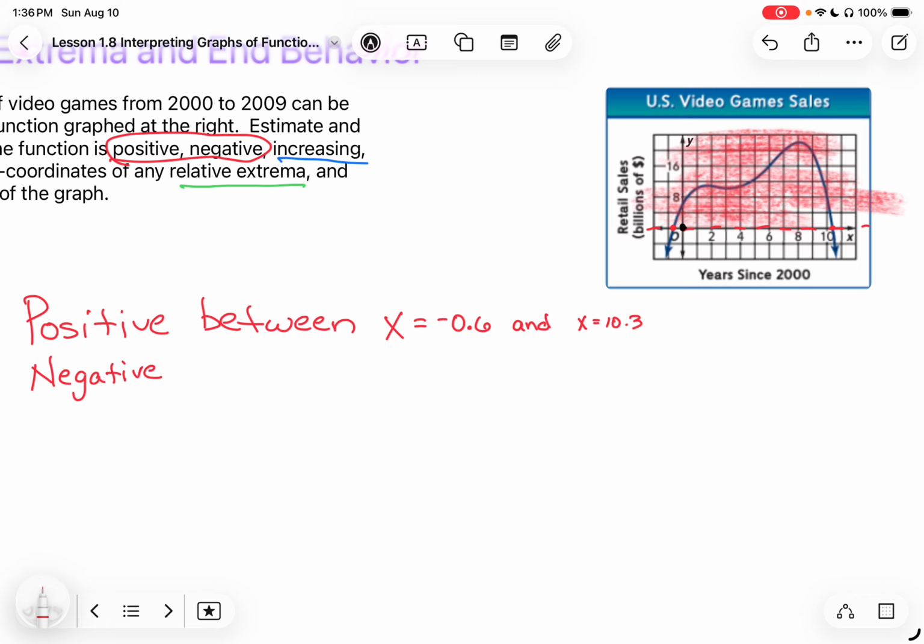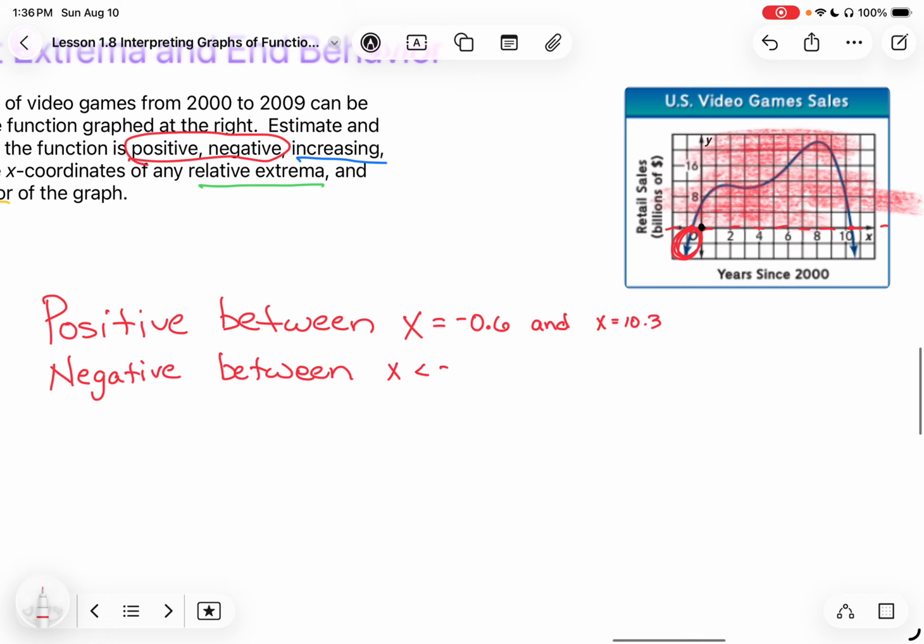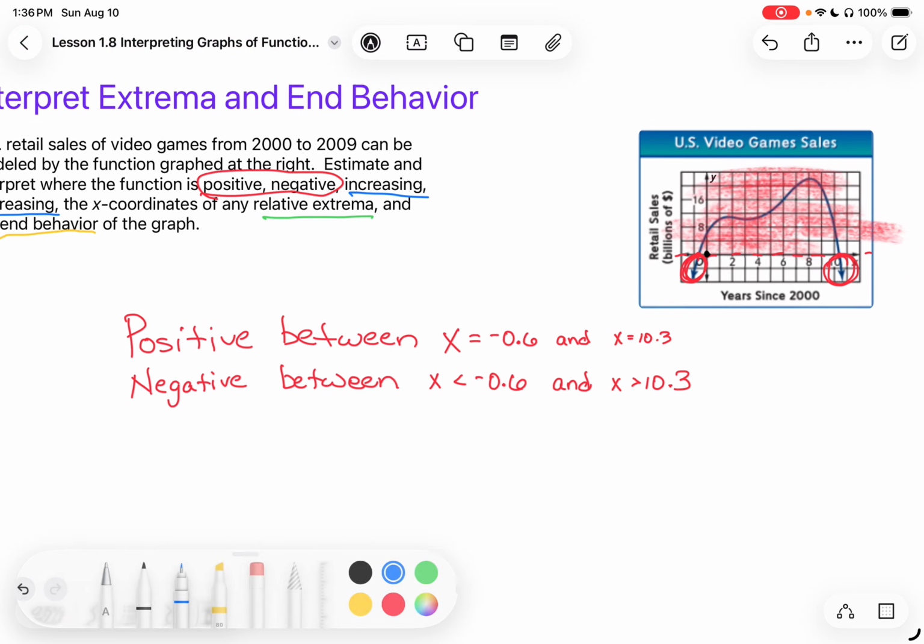Well, once we know where it's positive, negative is pretty easy. It's everything else. So it's negative on this piece right here, when x is lower than negative 0.6. And it's going to be negative here on the end also, which is when x is more than 10.3. There we go, positive and negative. It's positive between negative 0.6 and 10.3, and it's negative when it's below negative 0.6 or above 10.3. Great.